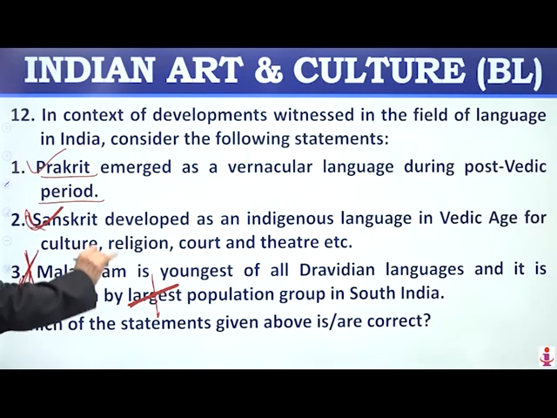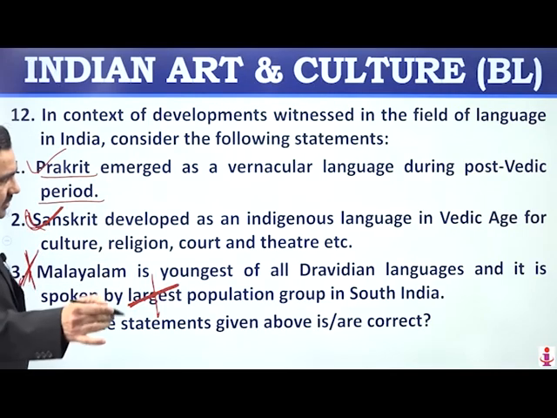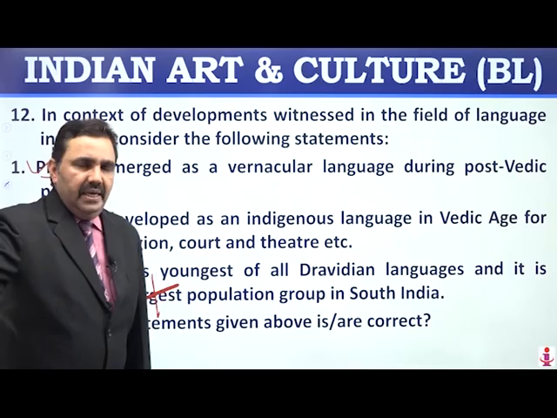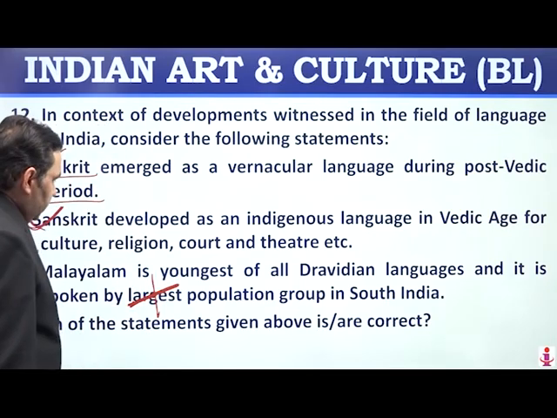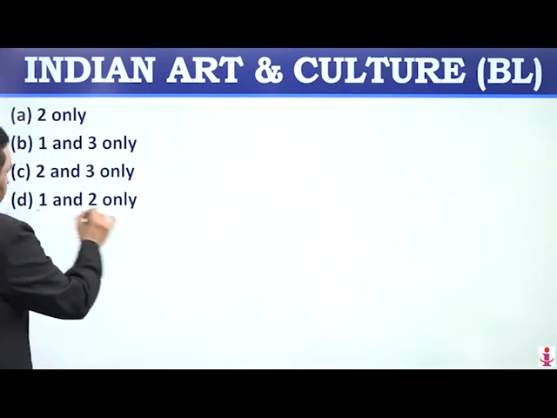First half is correct. It is youngest among all Dravidian languages, that is Kannada, Malayalam, Tamil and Telugu. 1 and 2 are correct. You have to choose the correct statements 1 and 2, that is D.